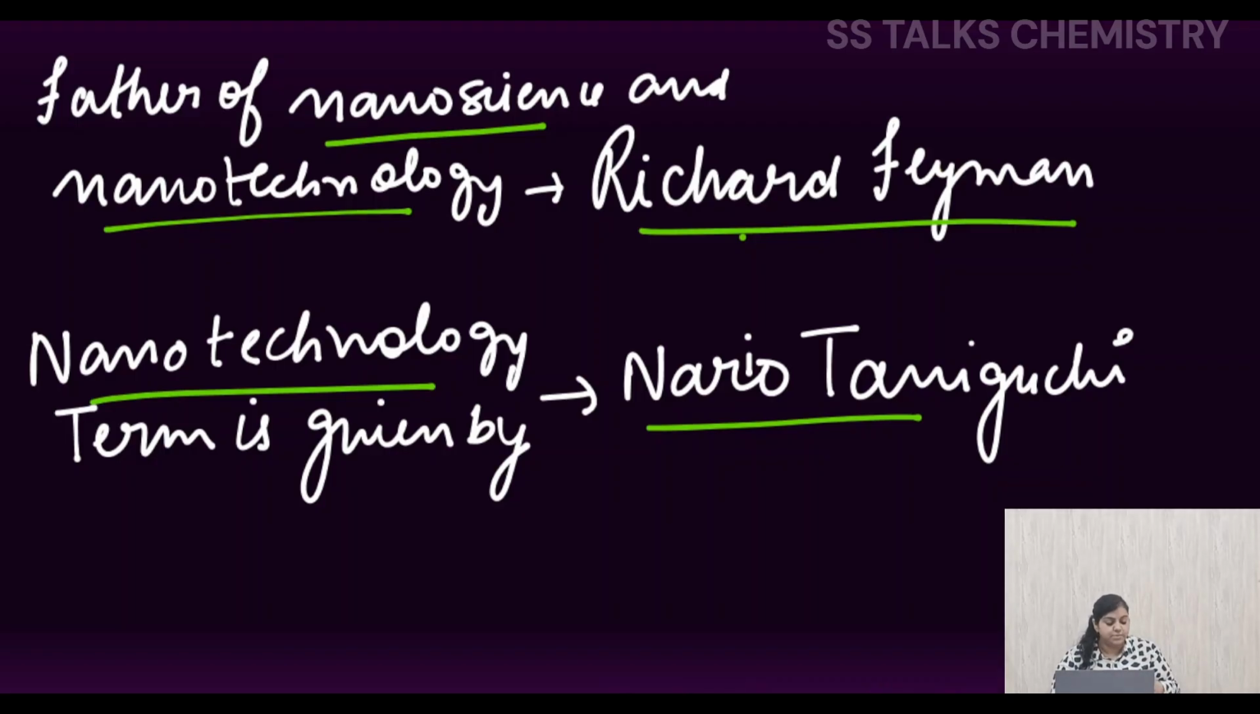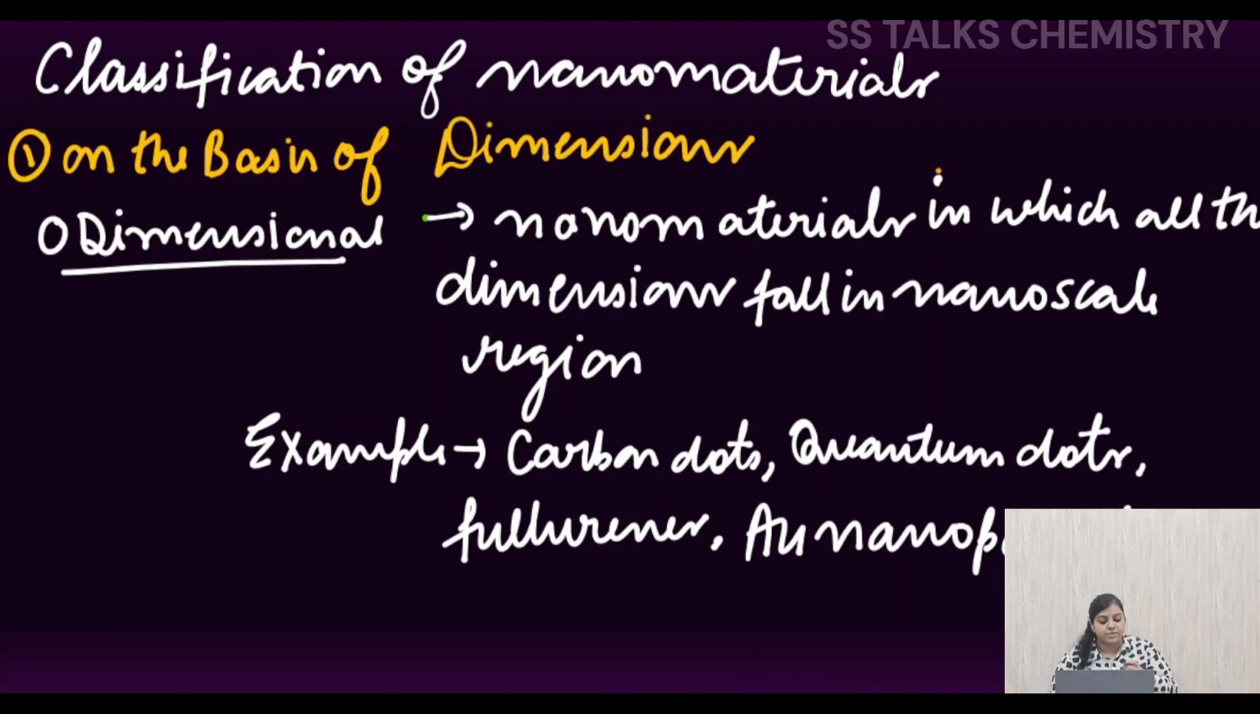So these two names are important and can be asked in your exams. Okay, so now let us see that we have said that there are various types of nanomaterials we can have. On the basis of the dimensions, we can further classify these nanomaterials. I have said that the materials in which at least one of the axes is in the nanoscale, that particular species we call nanoparticles.